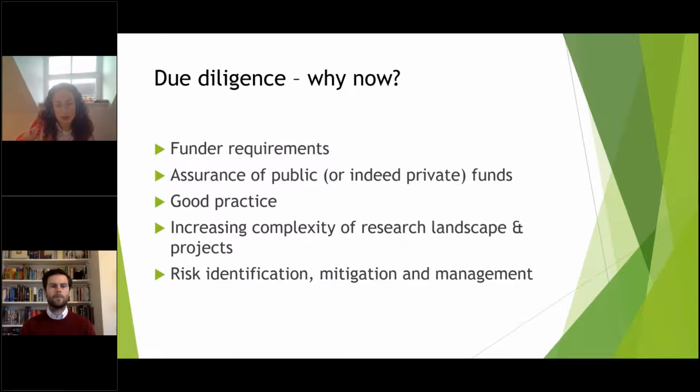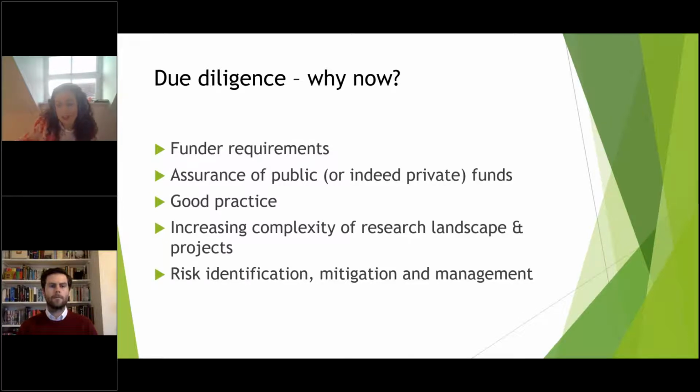Whether it's spent by your organisation in the UK, by one of your collaborators overseas, or by a subcontractor or project partner of another type, the lead organisation named on the contract and the funding agreement is accountable for making sure that public money is spent in accordance with the terms and conditions and in order to actually deliver the research that is being funded. So it's a funder requirement, it's an assurance of public funds.